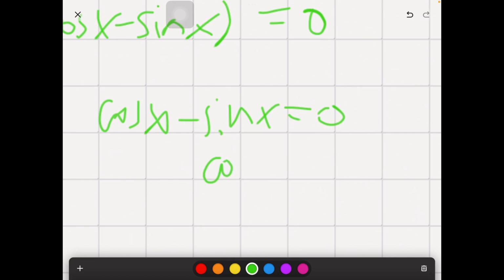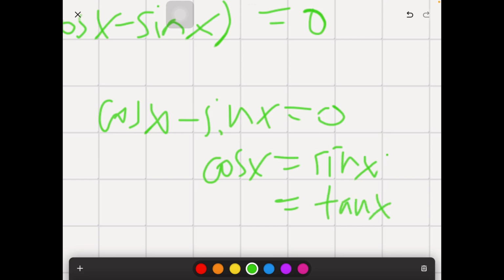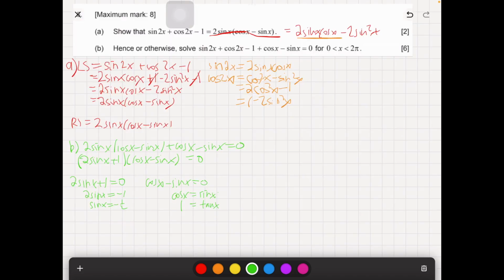Here we can do cos x is equal to sine x. And here we can do this is equal to tan x, and this is 1. Basically all I did was divide both sides by cosine x. And now that we have this, we can finally solve for the angles in radians.